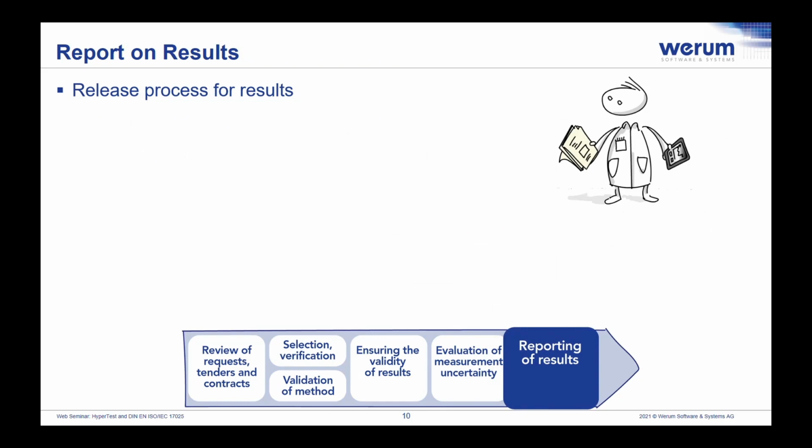Before publishing them, the results must be reviewed and released. HyperTest supports a release workflow that is linked to the roles and rights system. This is to ensure that only qualified and authorized staff members can grant release.